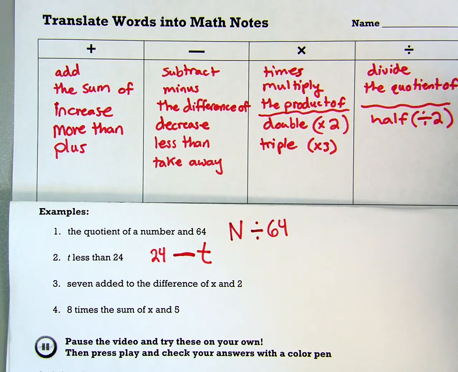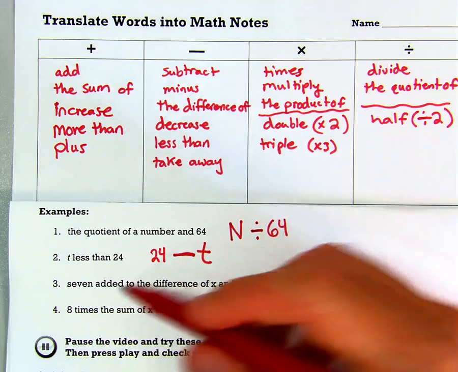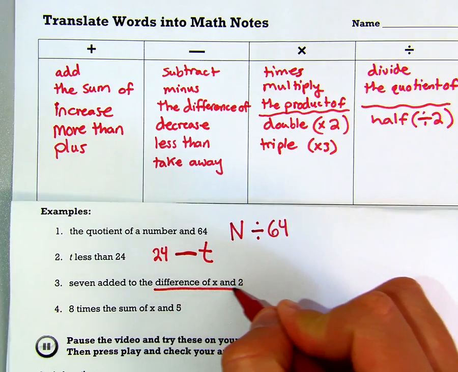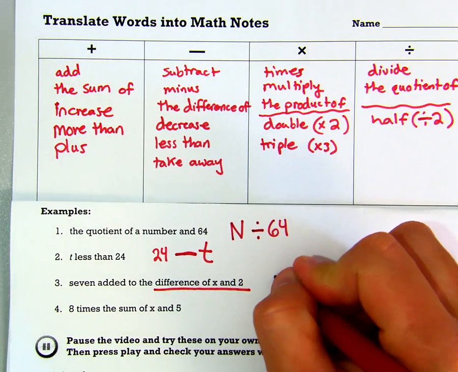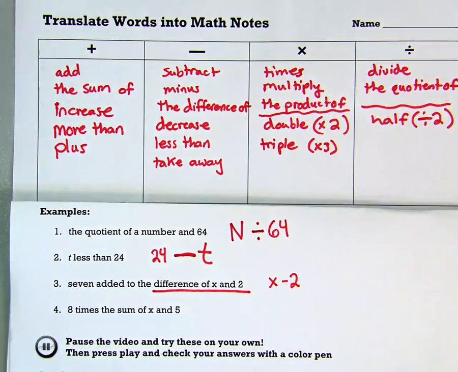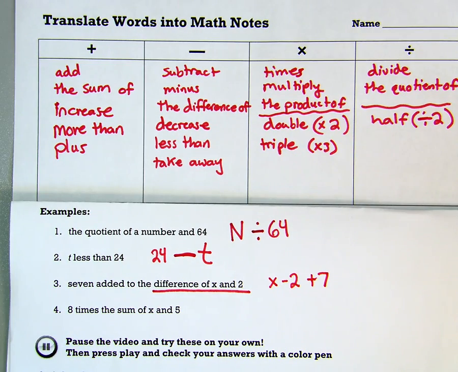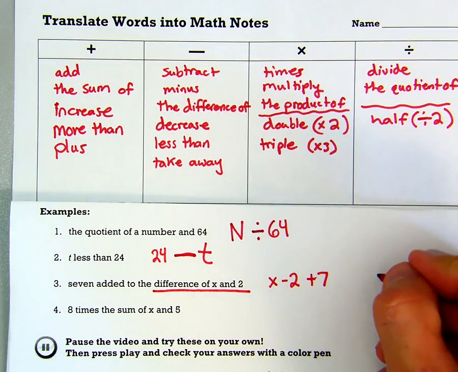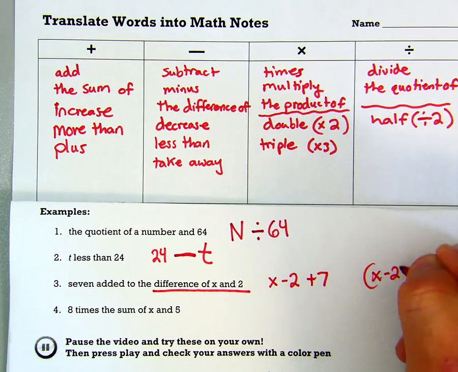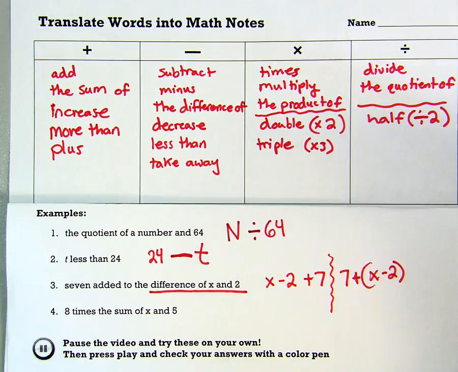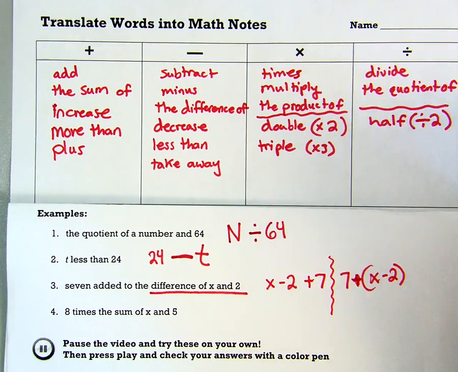Number 3, 7 added to the difference of x and 2. So this one we have a two-parter. We have 7 added to the difference of x and 2. So let's go ahead and look at this part first. Difference of x and 2. So I'm going to go ahead and do x minus 2. Then I'm going to add 7 to that. So I'd say x minus 2 plus 7. Now there's another way I could write it. I could put my x minus 2 in parentheses, and then I could have plus 7 over here. Put a little line there. Okay. So either way one of those will work, but you need to make sure you do the x minus 2 first.